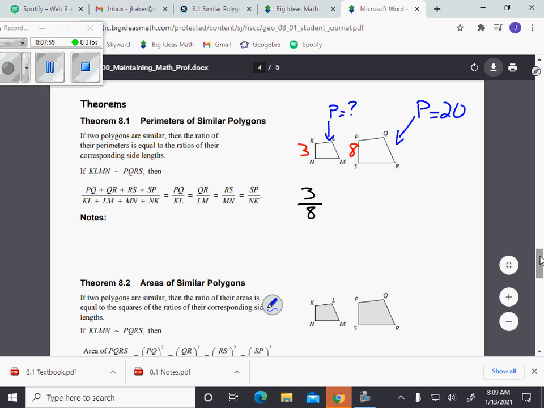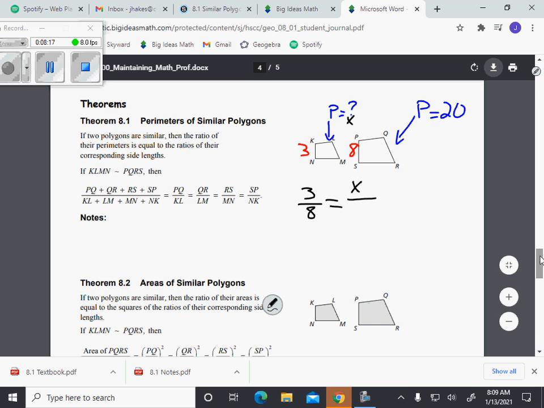Well, we're going to set it up as a ratio as well. Okay, so 3 over 8. I'm going to call the perimeter x. If I have 3 on top for my little polygon, I have to have the perimeter of my little polygon on top, which we don't know, is x.